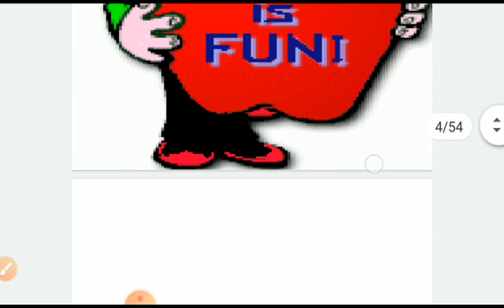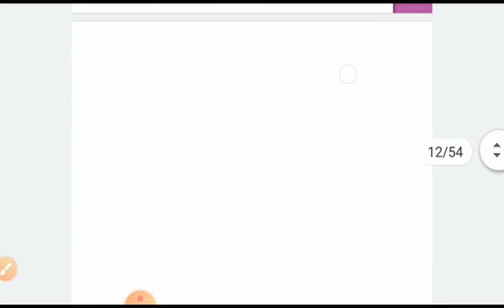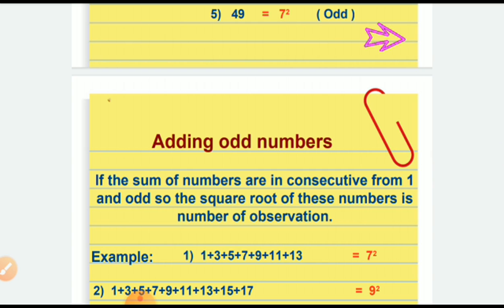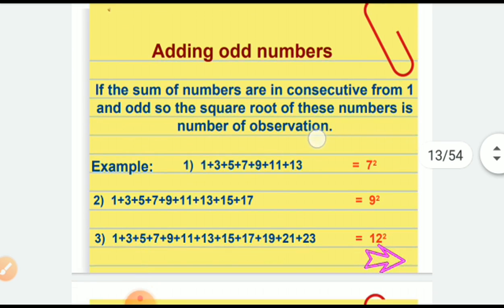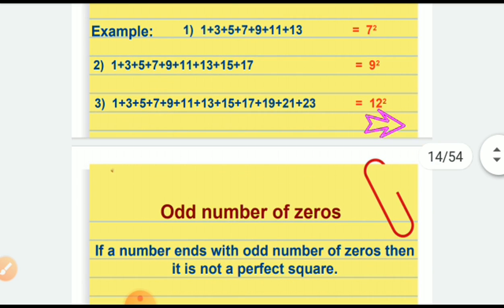Adding odd numbers. My dear students, how to add the odd numbers? Adding odd numbers is a new trick for you to understand. This is 7 square. 7 square means you have to add the first 7 odd numbers: 1, 3, 5, 7, 9, 11 and 13. Add them up and you will get 49. Check it out. For 9 also, the sum of the first 9 odd numbers will give you 81. Now 12: 12 means the first 12 odd numbers. Student, be careful, I am not regarding the even numbers.